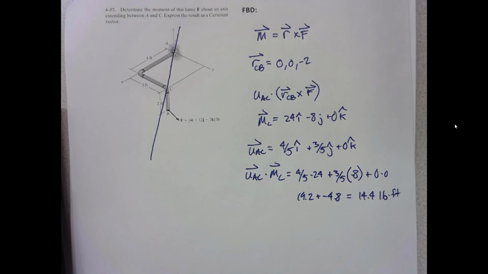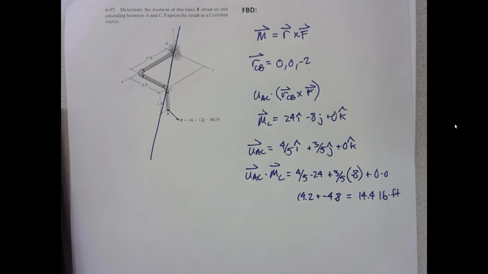Please check it. How did you get that unit vector? 4/5 and 3/5, because it's a 3, 4, 5 triangle, right? The 4 in the i, 3 in the j. And then 4 squared plus 3 squared, square rooted, is 5.